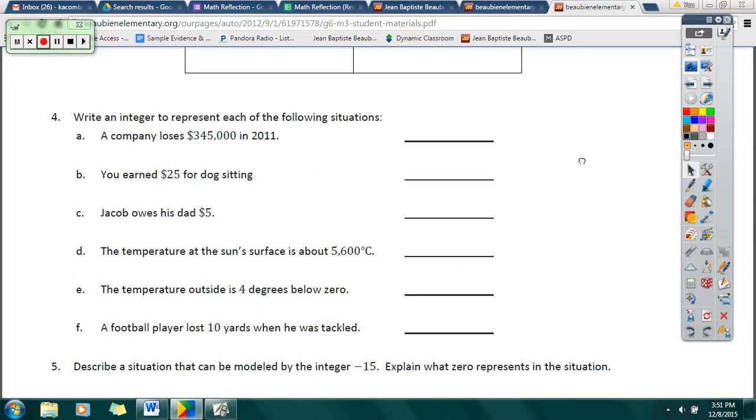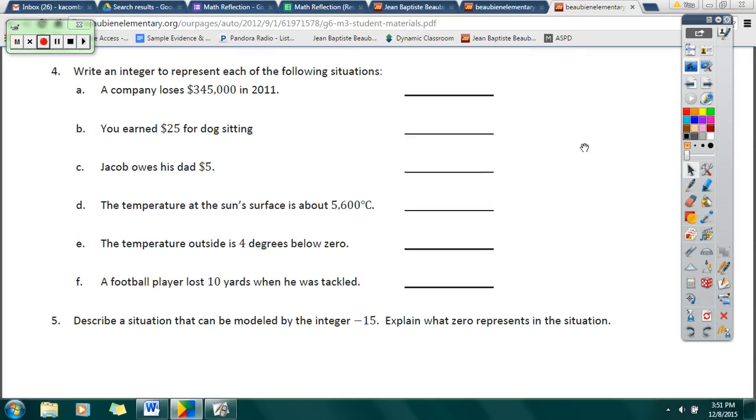All right, let's look at this. Write an integer to represent each of the following situations. The first, a company loses, so that's going to be my keyword, $345,000 in 2011. So we'd be negative 345,000. You earned $25 dog sitting. So I earned it, that means I received it. Jacob owes his dad $5. Owe, that means I'm negative money.